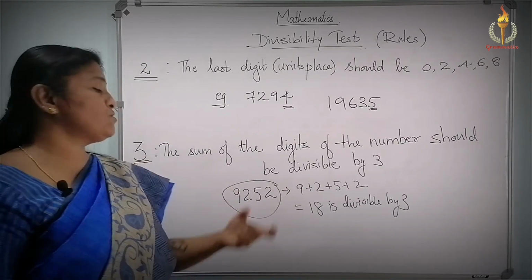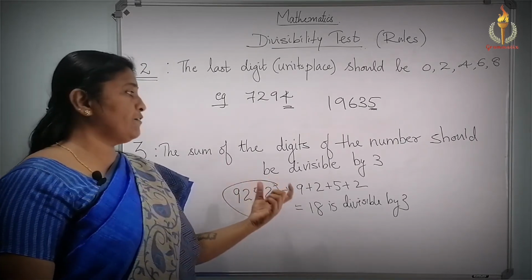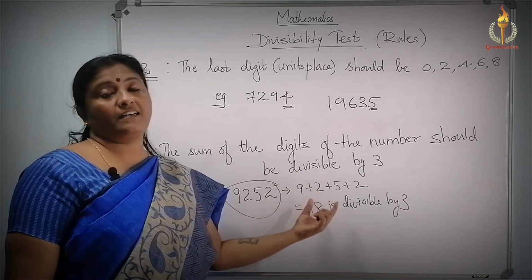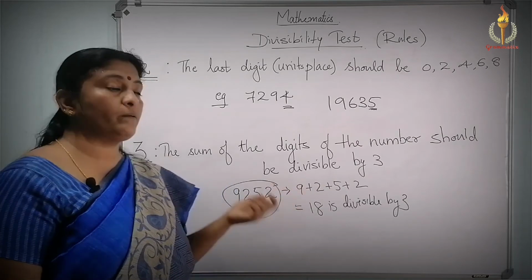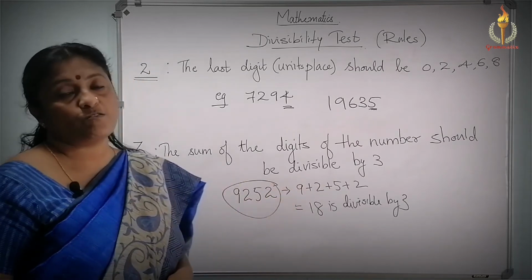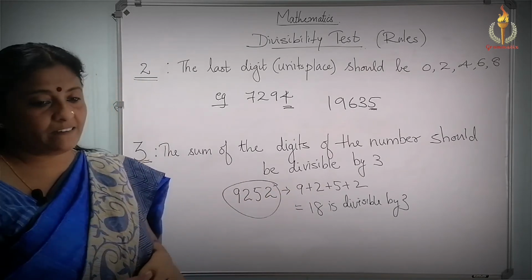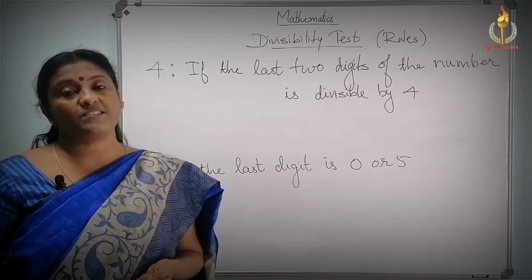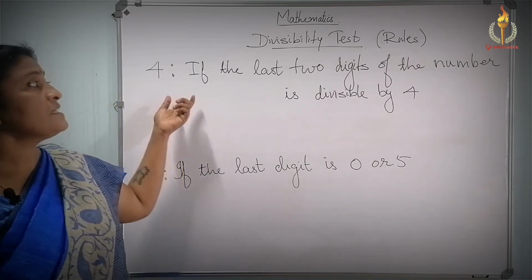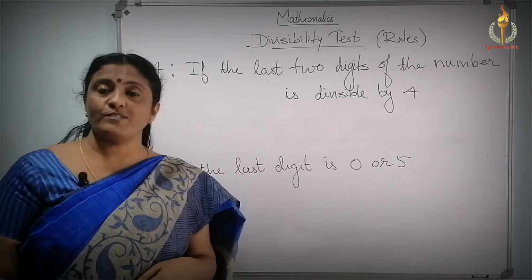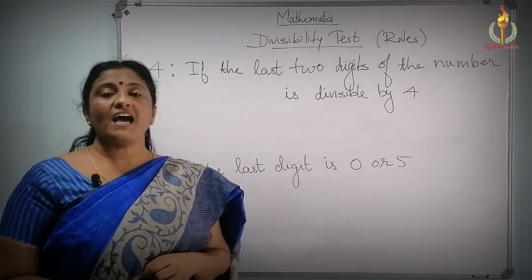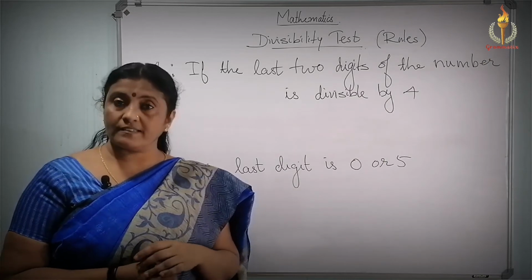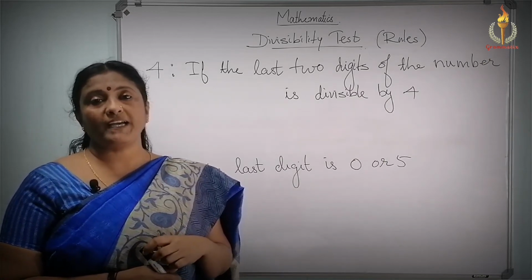The divisibility test of 3 says that if the sum of the digits of a number is divisible by 3, then the whole number is also divisible by 3. So that's the divisibility test of 3. Moving on to the divisibility test of 4. The divisibility test of 4 says that a number is divisible by 4 if the last 2 digits of that number are divisible by 4.